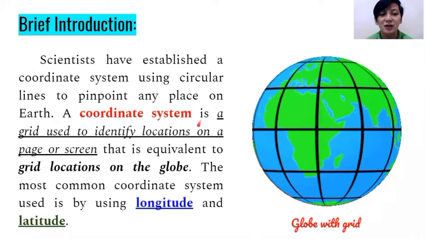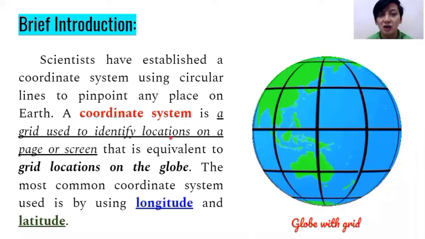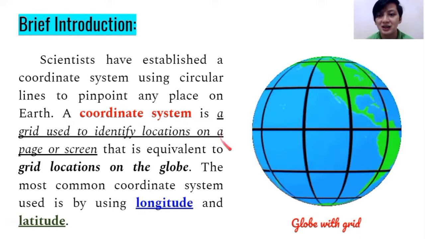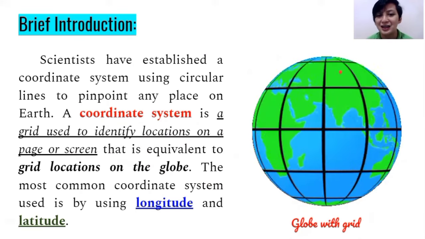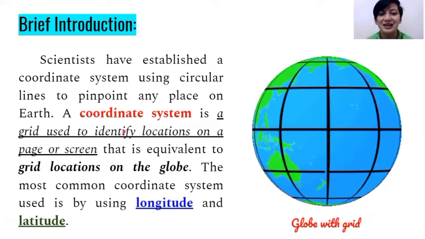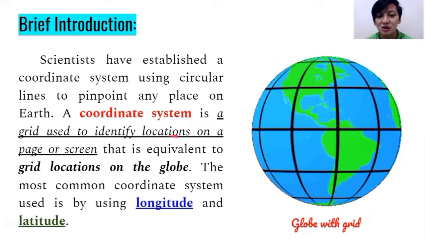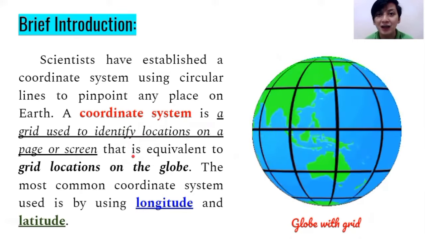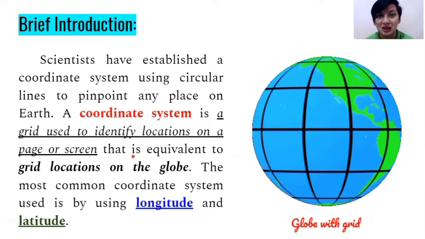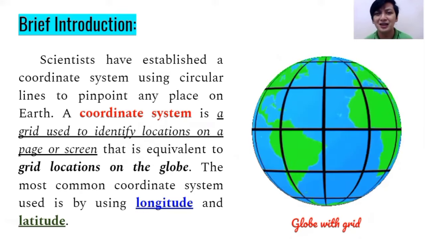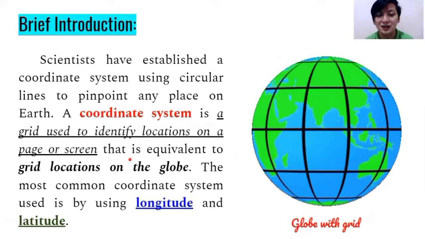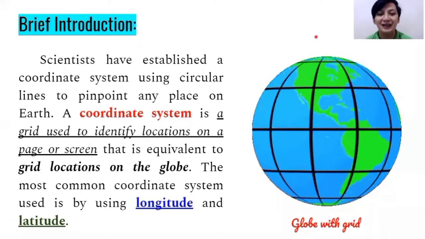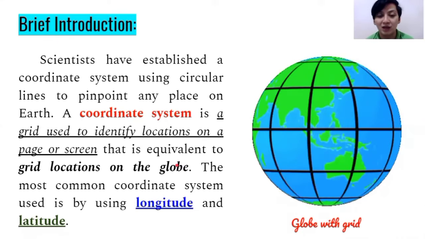A coordinate system is a grid used to identify locations on a page or screen. So as you can see, this is the representation of the Earth. So this is a globe and it has a coordinate system. A coordinate system is a grid used to identify locations on a page or a screen. So kung meron kang mga grid, mas madali nating ma-identify yung mga locations dun sa screen na gamit natin. So ganun din yung ginagamit natin dito sa ating coordinate system sa globe. And that coordinate system is equivalent to the grid locations on the globe, like what I've said a while ago.